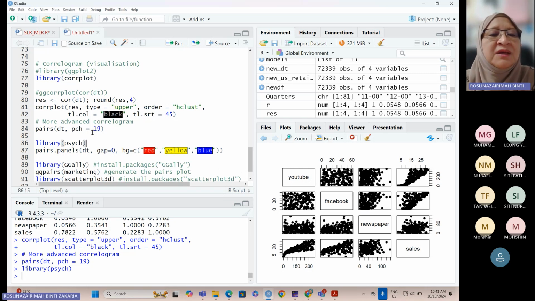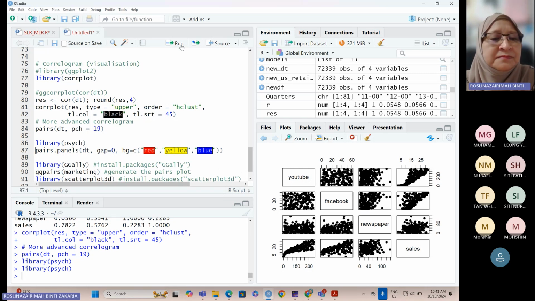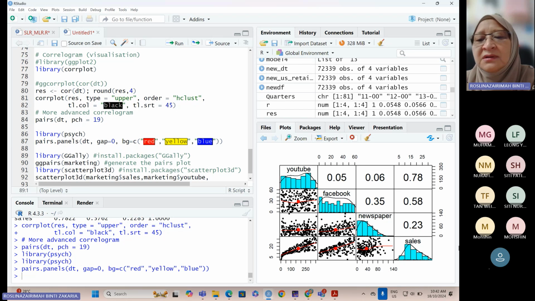Okay, more features of the correlation matrix or correlogram. This is a combination of many things. They look at the histogram in the middle. These are the correlation values. So this one is stronger between sales and YouTube. So consistent. Okay. And then more.